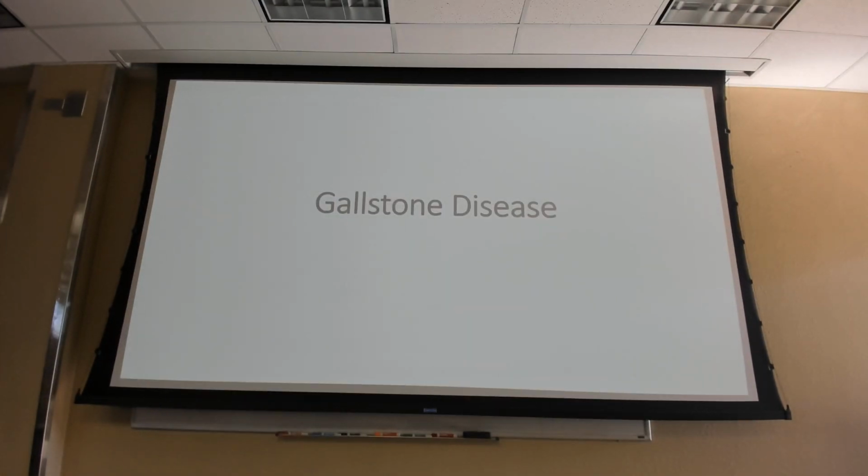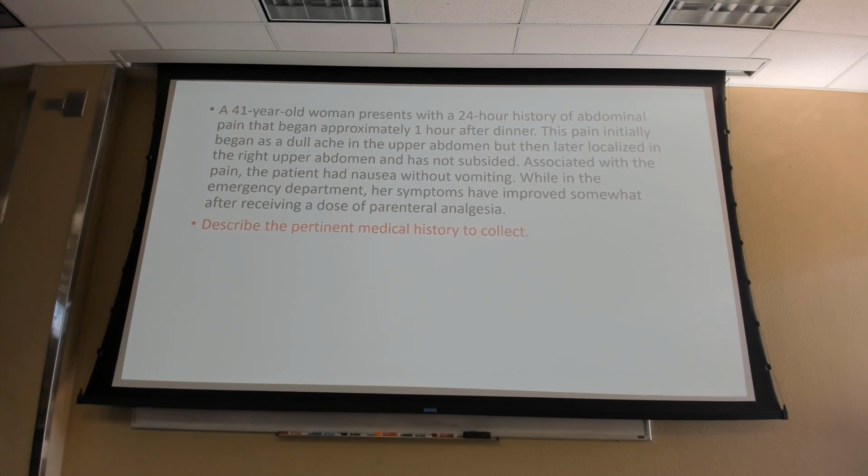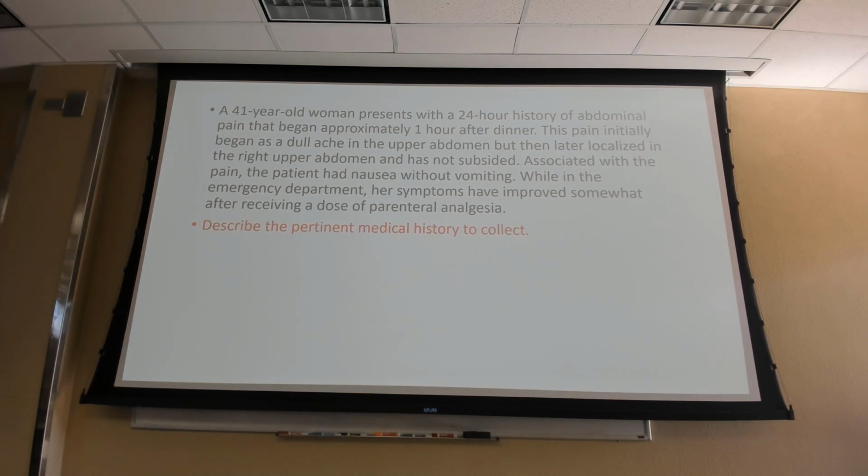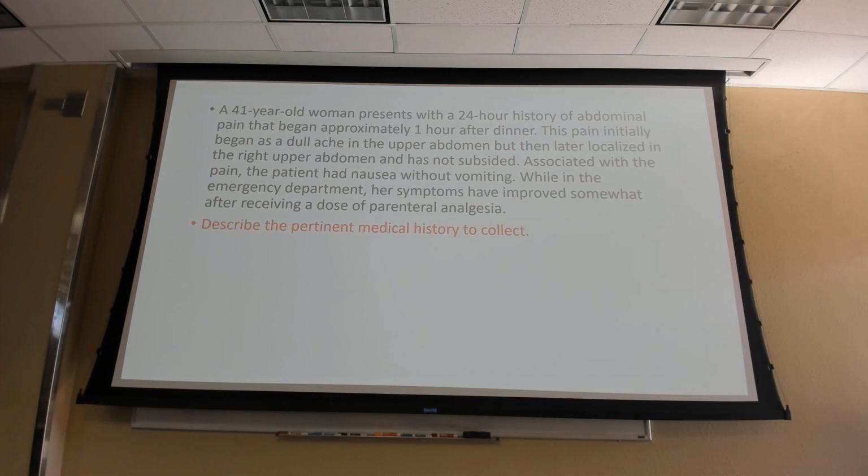Let's talk about some gallstones. All right, we got a 41-year-old woman, 24-hour history of abdominal pain, 1 hour after dinner. So what do we already see there? She's, you know, 40. Yeah, I was kind of leading you. All right. She has a dull aching upper abdomen, but then later localized to the right upper abdomen and hasn't subsided. So has some nausea without vomiting. And then she's in the ER and her symptoms improved.